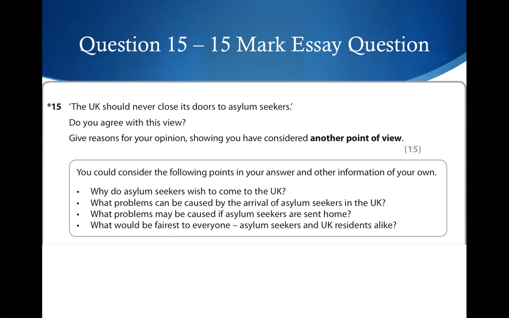Now, as I said earlier, you don't get a choice of questions in this exam, so this is an essay question that you have to do, and you don't have any option but to choose this one. The style, though, is exactly the same as Unit 1, so you're given a statement, which here is the UK should never close its doors to asylum seekers. In other words, we should always allow asylum seekers to come into our country. Now, the question is always the same. Do you agree with this view? Give reasons for your opinion, showing you've considered another point of view.